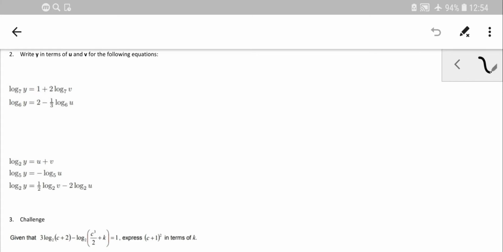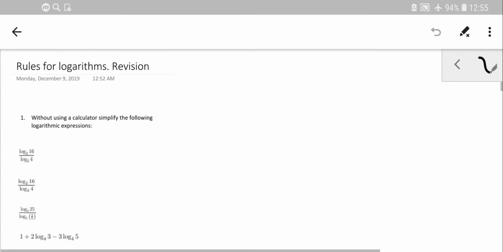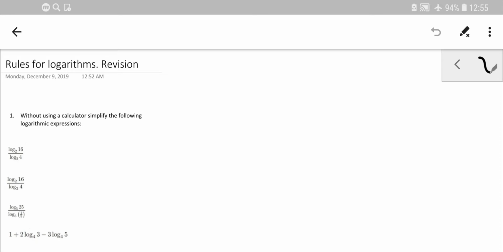And in the end, exercise 3 is a challenging task, sort of like GCSE extended, but you may try. It's also based on the rules for logarithms. And we're going to get started. All right, so let's attempt the first one.